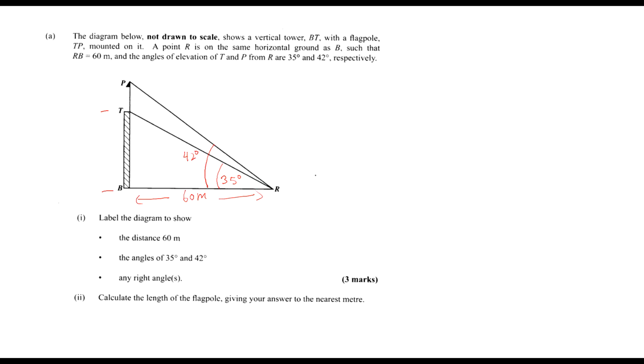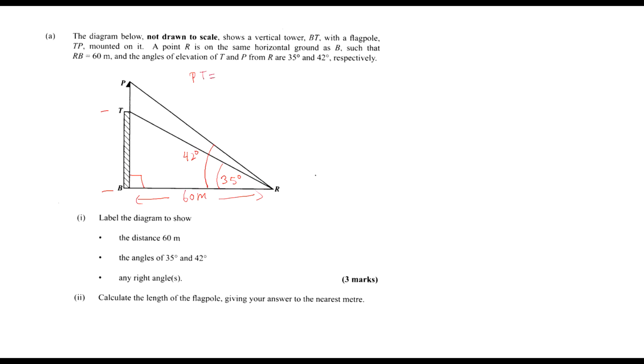So label on the diagram the distance 60. So we've done that. We've labeled the angles 35 and 42, and any right angles. Well, this will be a right angle here. Okay. Now they said calculate the length of the flagpole. Right. So we want to get this distance here. So the length of the flagpole is really PT.